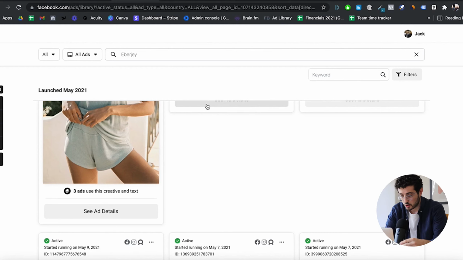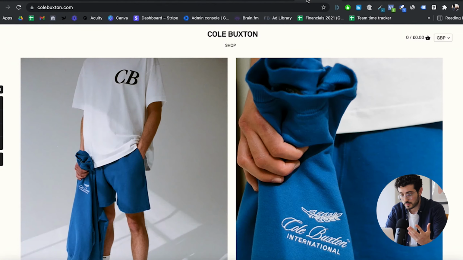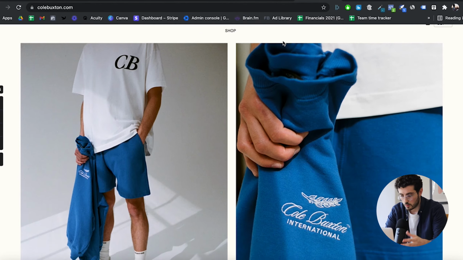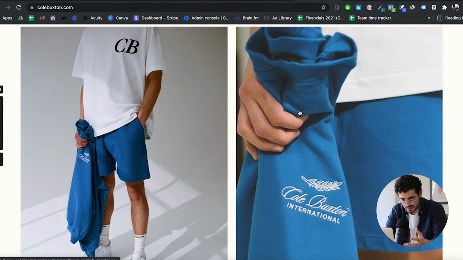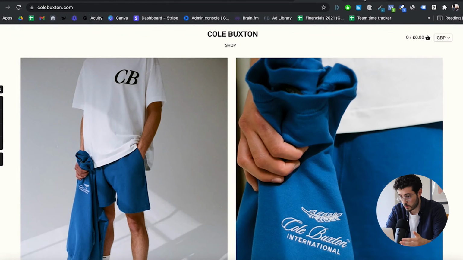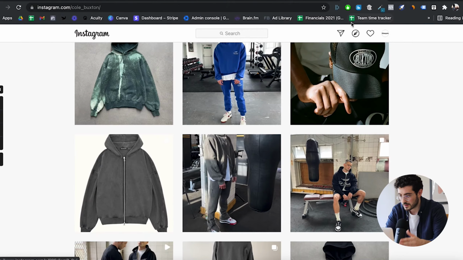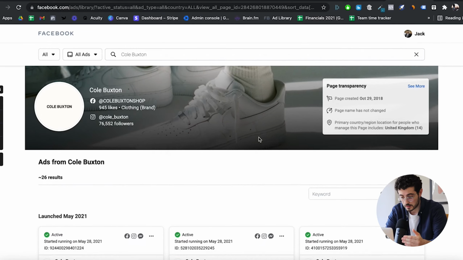The next example I'll jump into is a streetwear brand called Cole Buxton. They're a brand I personally like. And what they do really well is the UK style aesthetic, but again, really consistent throughout their website and Instagram, and it reflects really well in their advertising as well.